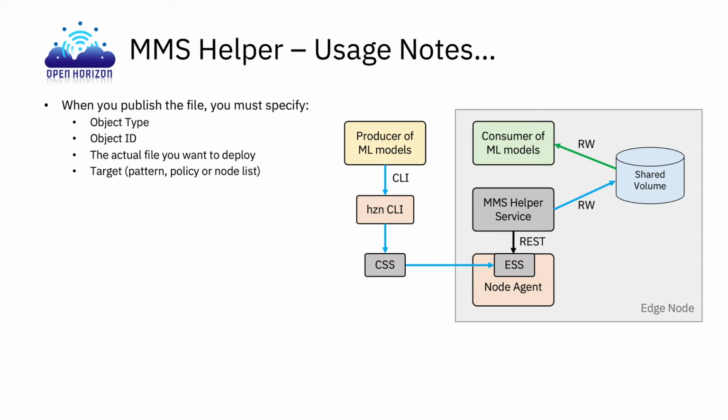When you publish a file, you need to specify the object type, and this can be just any string that gives an appropriate name to the type of files that you're publishing, and an object ID. And this object ID will become the file name of the file when the MMS helper writes it into the shared volume. So generally what I do is I just use the name of the actual file when I set the object ID. And of course you need a reference to the actual file so the hzn CLI can provide that file to the CSS. And you need to specify the target, as I said before, either pattern, policy or a list of nodes.